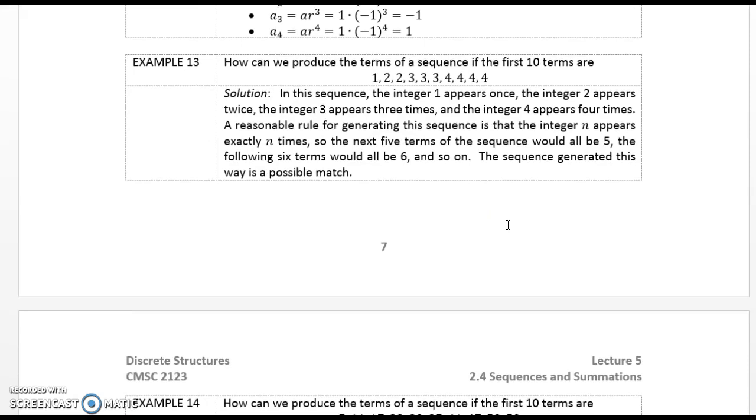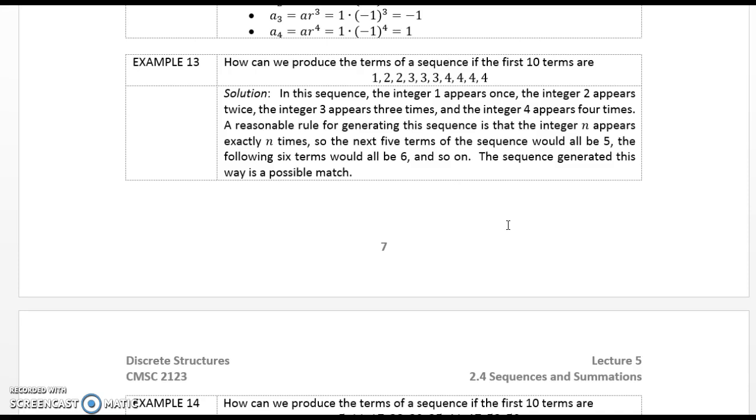Example 13. How can we produce terms of the sequence if the first 10 terms are 1, double 2, triple 3, quadruple 4? Solution. In this sequence, the integer 1 appears once, the integer 2 appears twice, the integer 3 appears 3 times, and the integer 4 appears 4 times.